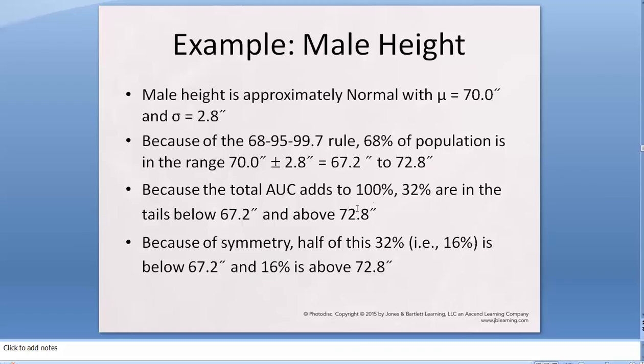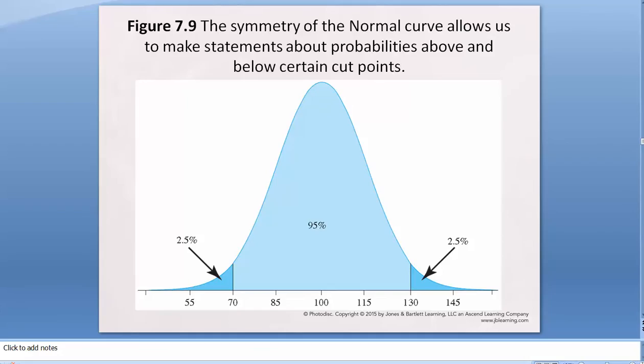So 68% means 32% will be outside this range. So 32% will be either below 67.2 or higher than 72.8. If you take exactly half of 32%, 16% will be below 67.2 and the remaining 16% will be above 72.8. So it's the same idea, and the same idea can be applied even for the 68% range.